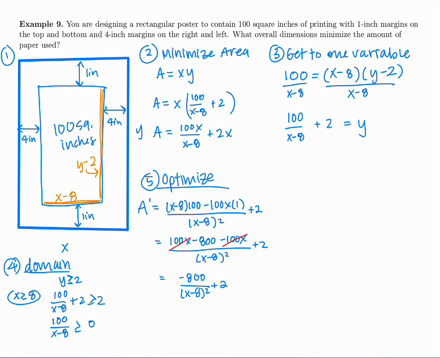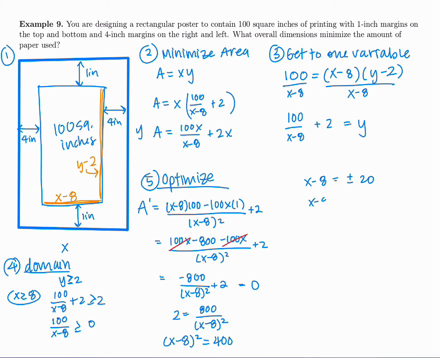Okay. If I want to see where this thing equals 0, I'm going to set it equal to 0. That tells me that 2 equals 800 over (x minus 8) squared, which tells me that (x minus 8) squared equals 400. Move that 2 and divide. So I can take the square root of both sides. That tells me that x minus 8 is plus or minus the square root of 400, so that's plus or minus 20.